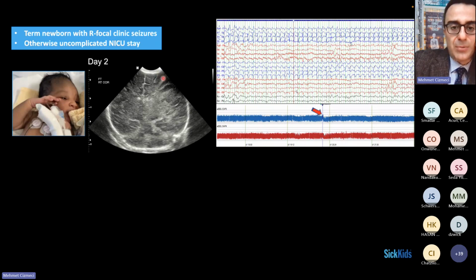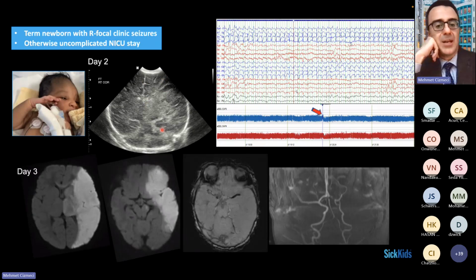And in this baby, we were able to obtain some data from the head ultrasonography, and we were able to see the increased echogenicity that seems to be asymmetrical between the right and the left sides. And this was highly suggestive of a stroke event in this baby. Next day, the baby had a brain MRI, which confirmed the diagnosis of stroke.